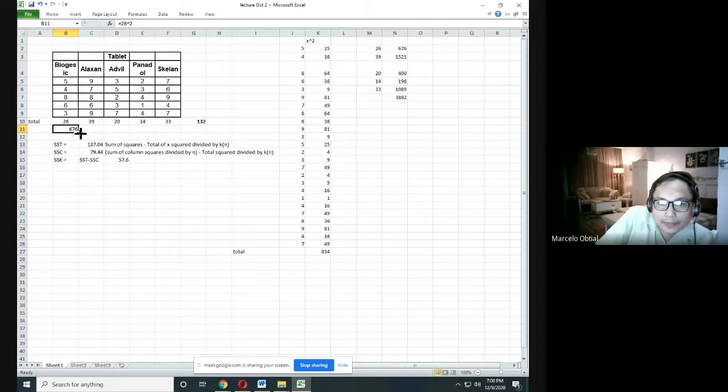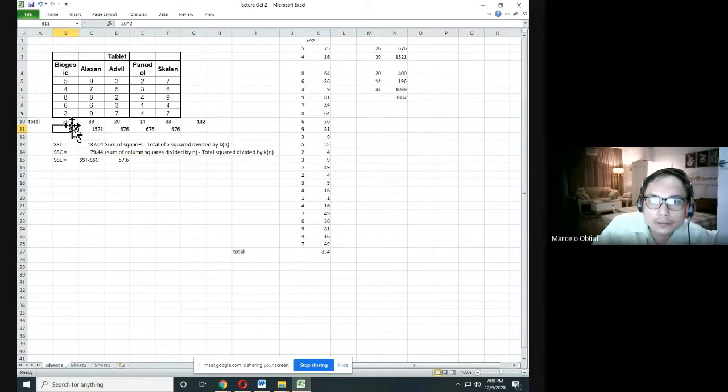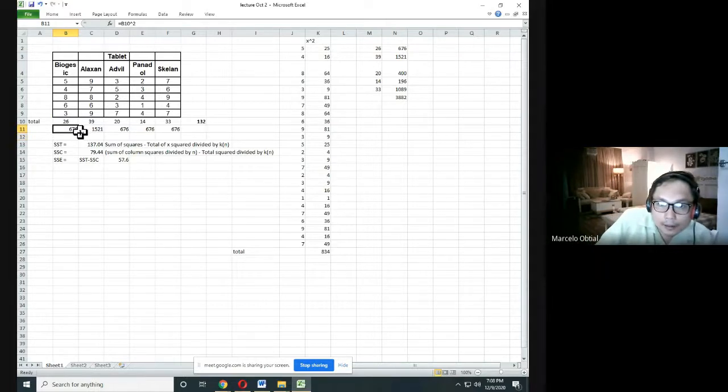Okay, so kokopyahin ko na lang yung formula sa gilid. Ay, mali. Bali, this raised to the power of 2. Ano ba formula ko dito? Dapat kasi ang formula dito is cell raised to the power of 2. Saka natin siya kopyahin.